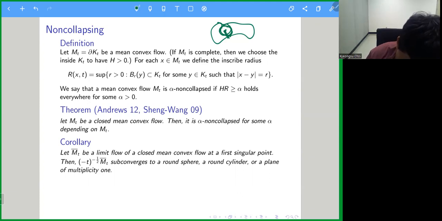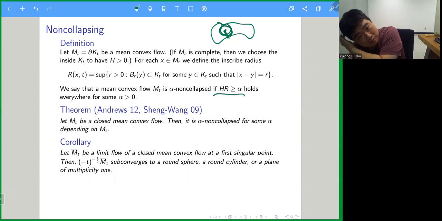And then we say a mean convex flow is non-collapsed, say alpha non-collapsed, if H times R is bounded from below by alpha, which is a positive number. And you can see that this is a pretty nice quantity because it's scale invariant, right? If the surface dilates, then H decreases, but R increases by the same amount. So the multiplication is invariant.